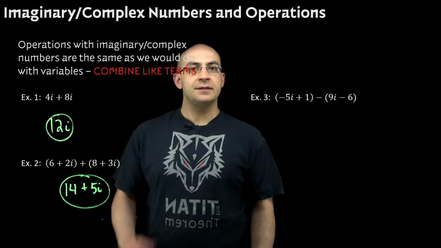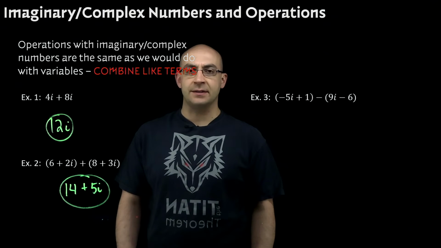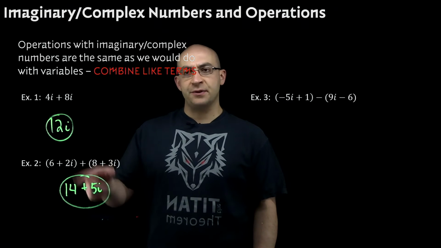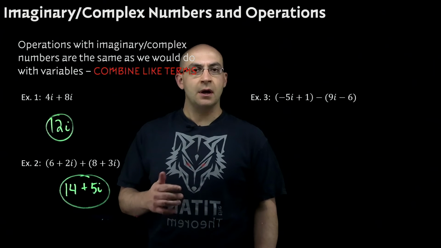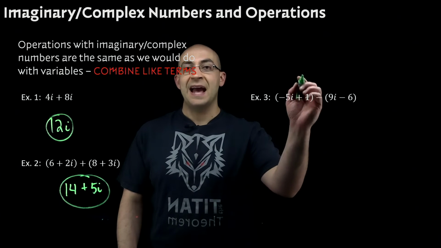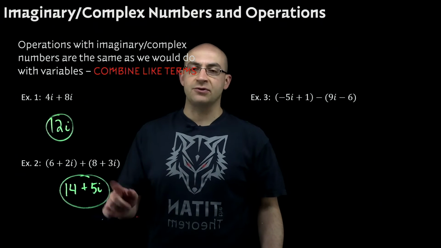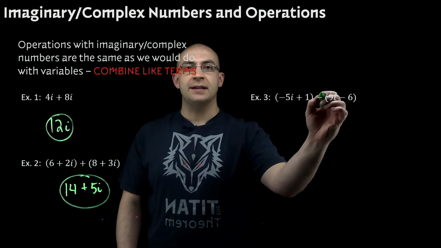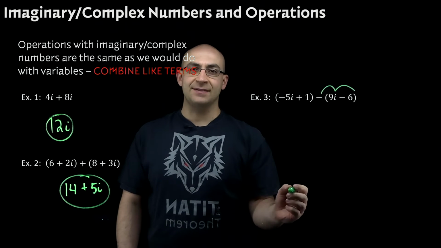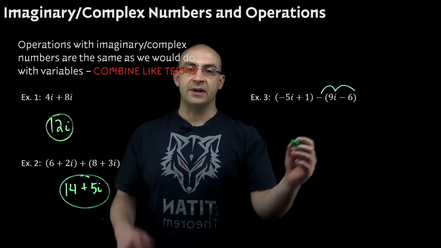Example 3 says, negative 5i plus 1 minus 9i minus 6. Well, as opposed to the first two examples, on this one, I'm subtracting those two expressions. What we want to do here is we have to distribute the negative sign to both terms on the right. Plus signs don't distribute, ever. But minus signs always have to distribute. So that minus sign is going to distribute to the 9i and the negative 6. So once we distribute, we drop all the parentheses, then we combine like terms.